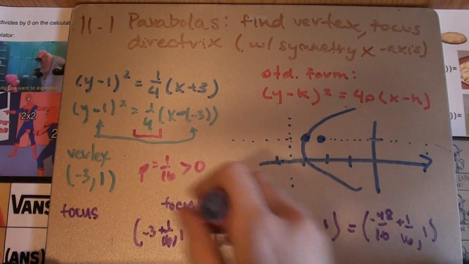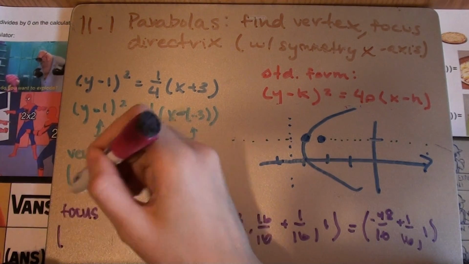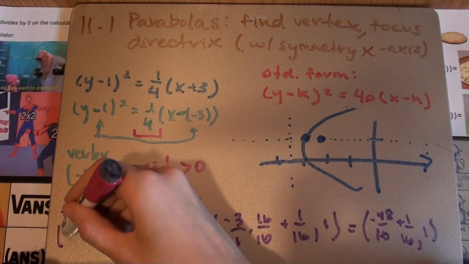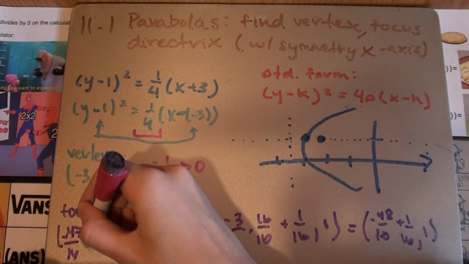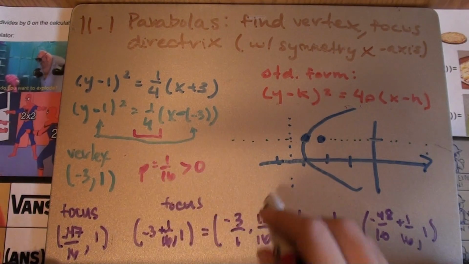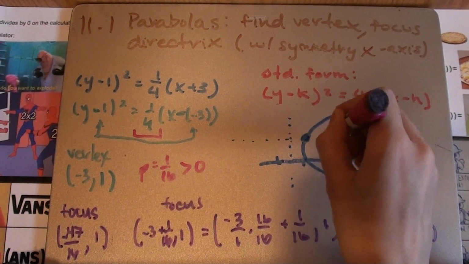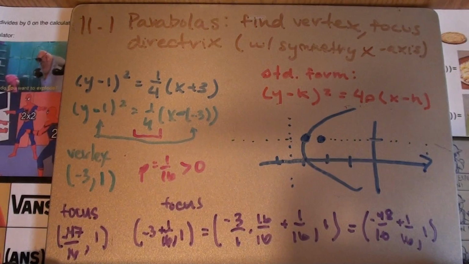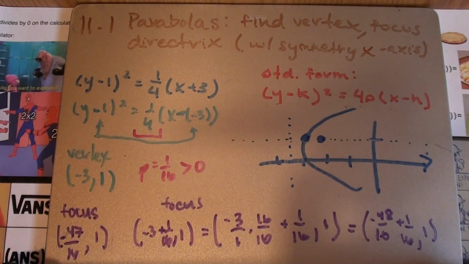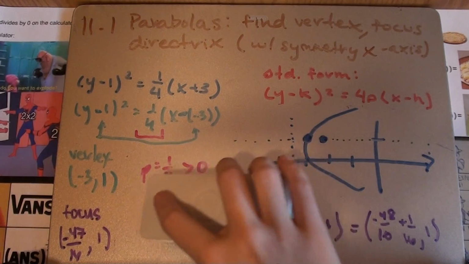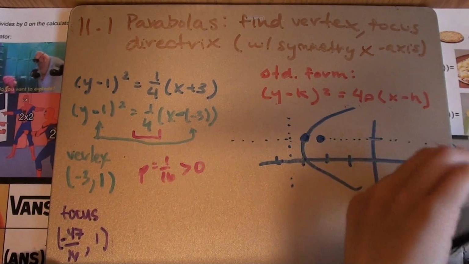I'm going to write it over here because I ran out of room. Our focus is going to be negative, since we add our 1, we're going to get -47 over 16, 1. That is our focus. So that is going to tell us at this point right there. So like I said, we have -47 over 16, 1. Now, similarly, we have to find our directrix.